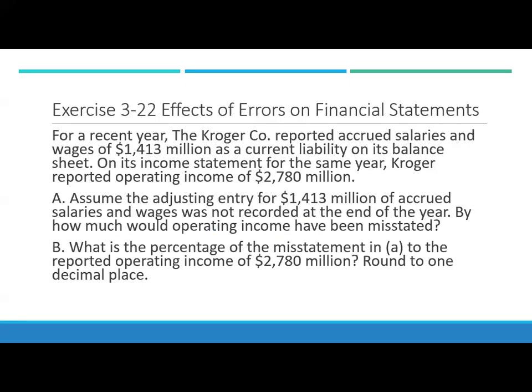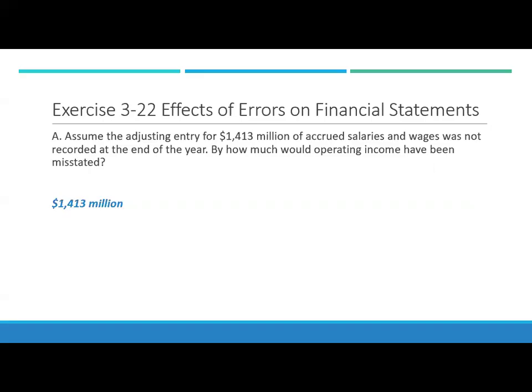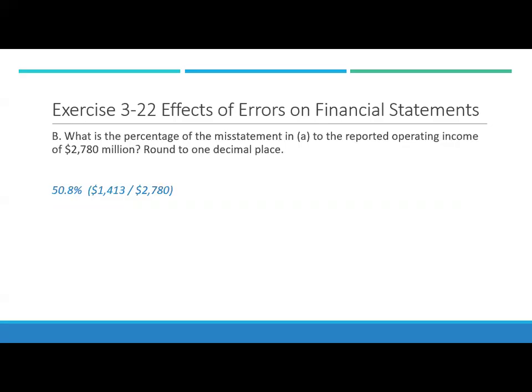And then, another example is for Kroger. They had operating income of 2.8 billion, and there's an adjusting entry of 1.4 billion of accrued salaries and wages at the end of the year. If they didn't record that, the amount of misstatement would be 1.4 billion, which would be a 50% impact to operating income.